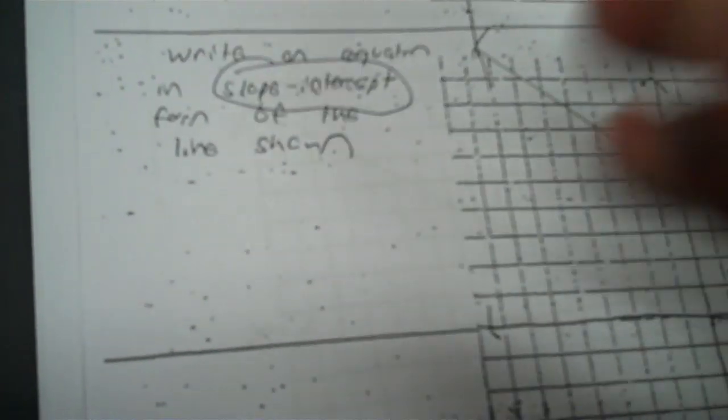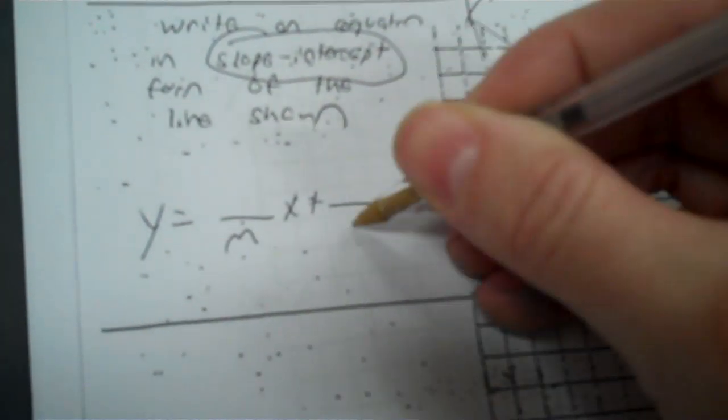Now the next one, the line's there, but you have to come up with the equation. Write an equation in slope-intercept form for the line shown. Slope-intercept is y = mx + b. So we find m and we find b. When I'm looking at a graph, we're going to find the b first because that's the y-intercept. So that's where it crosses the y-axis. So it's 1, 2, 3, 4, 5. So positive 5 is the b.